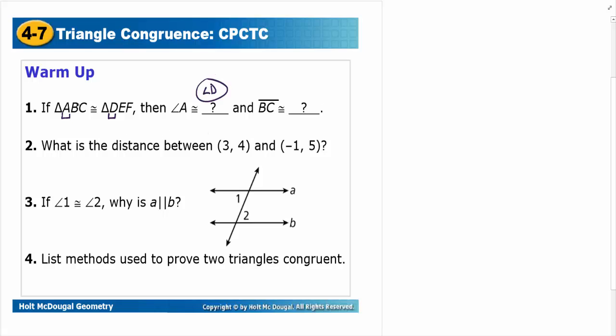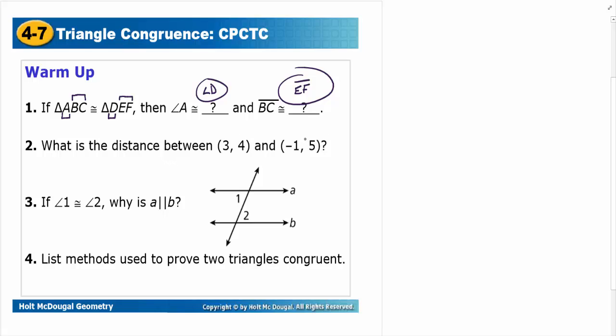For BC, we're looking at the last two vertices listed in the first congruence statement for the first triangle. So the last two vertices in the second triangle would be EF. So this would match or be congruent to segment EF. So that would be number one.